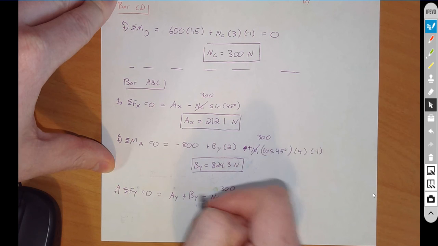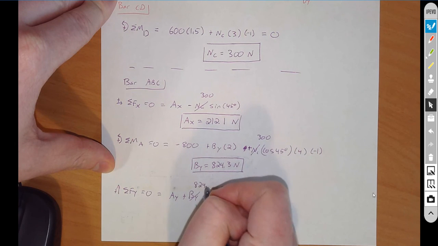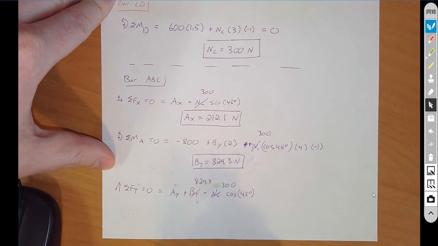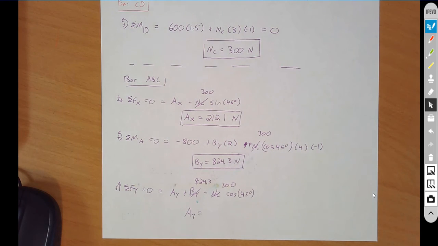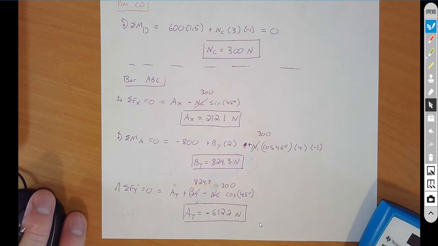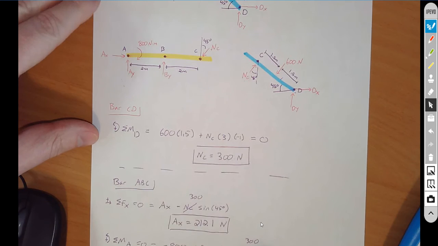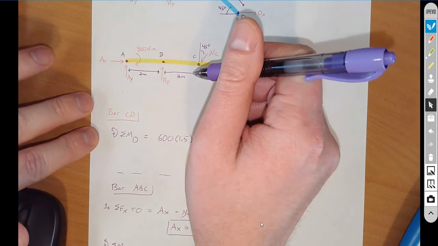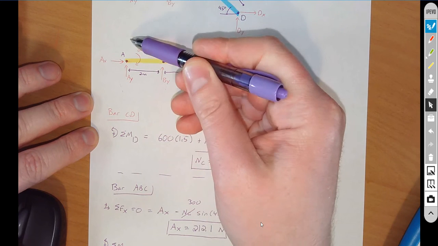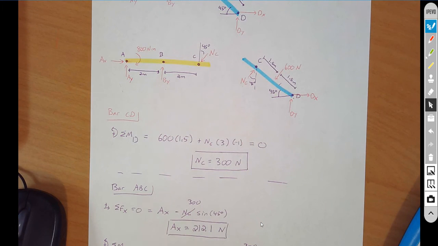So we know this is 300, and we found that this was 824.3. So now all we're going to do is solve for AY, and I will be right back with that answer. Alright, and that answer turns out to be negative 612.2. So all the negative means is that as NC pushes down, this bar wants to kind of rotate, so AY has to actually push down to keep the bar from rotating.